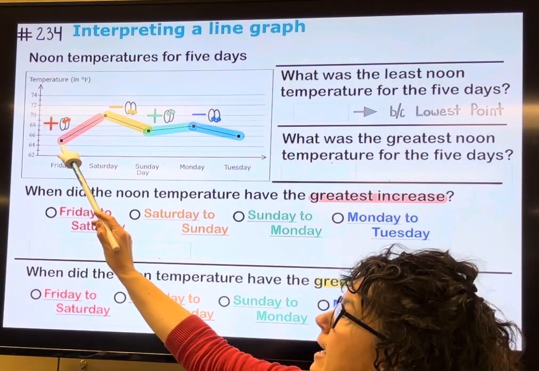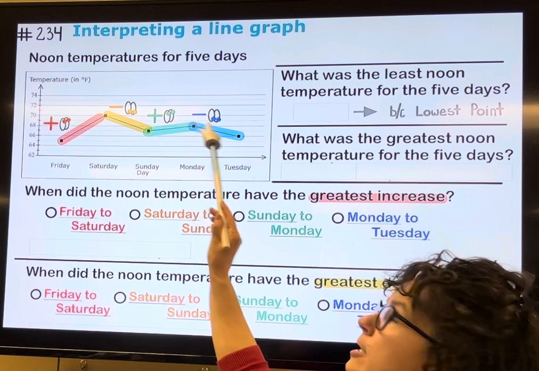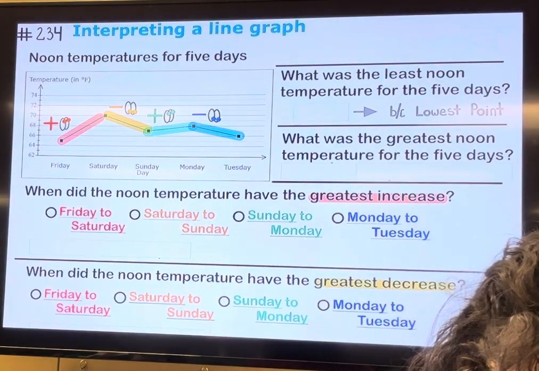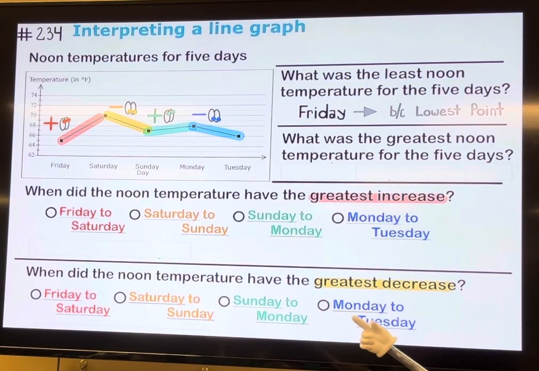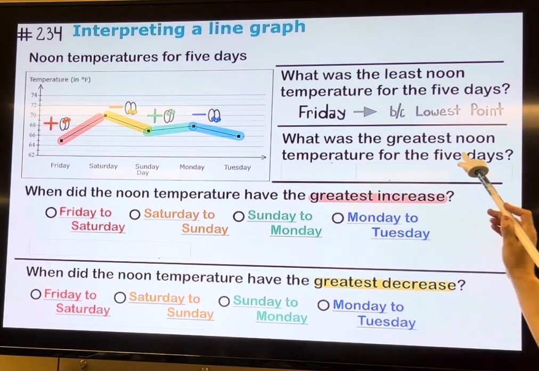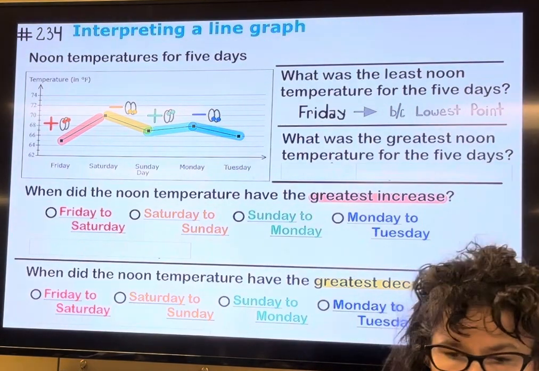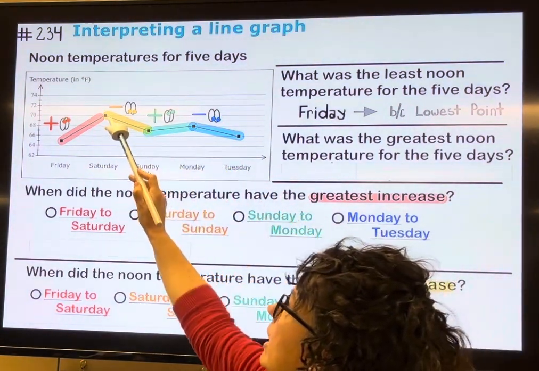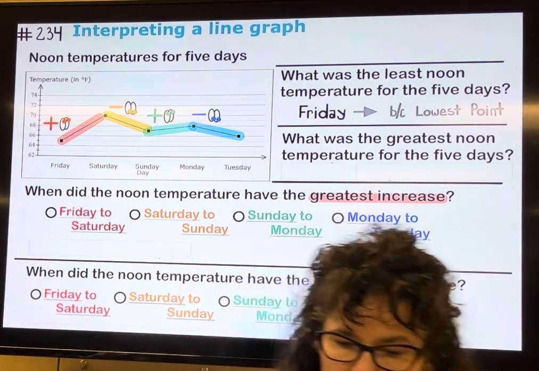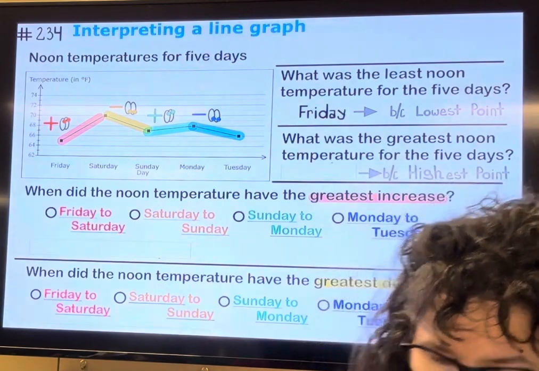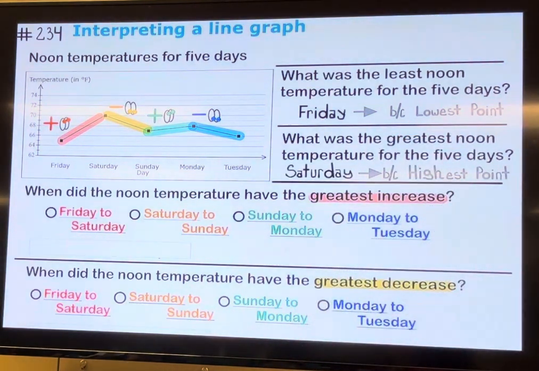So on Friday, the temperature was 65 degrees. That point is lower than these ones. So that means that the lowest temperature at noon was on Friday. And it says, what was the greatest noon temperature? In other words, what's the highest temperature? And this point right here, Saturday, has the highest point, and that's at 70 degrees. So looking for the highest point, that turns out to be Saturday.